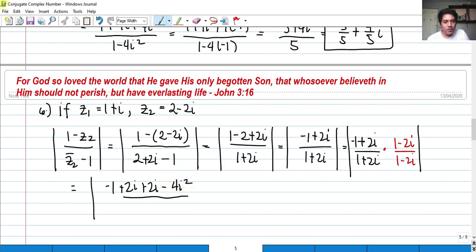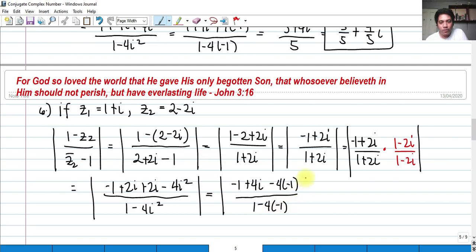All over, this is the only difference. So we have 1 minus 4i squared. Simplify, so we have negative 1. We have 2i plus 2i, that's 4i. And then we have minus 4 times negative 1. On the denominator, we have 1 minus 4 times negative 1. So we have 4 minus 1, that's 3, plus 4i, all over, this should be 5. The modulus of that.